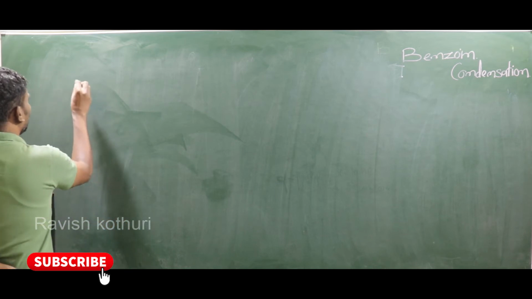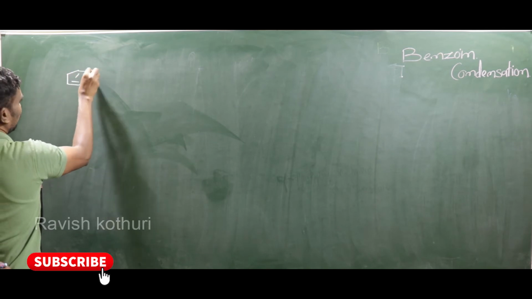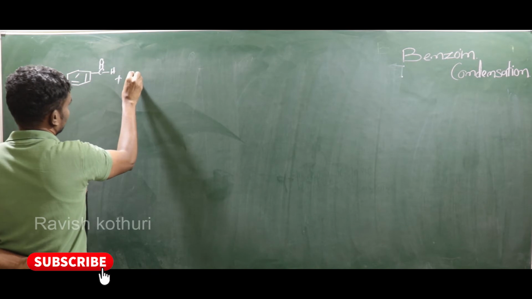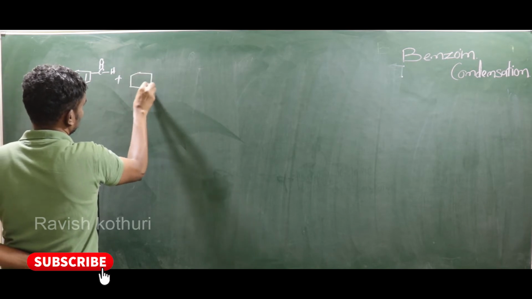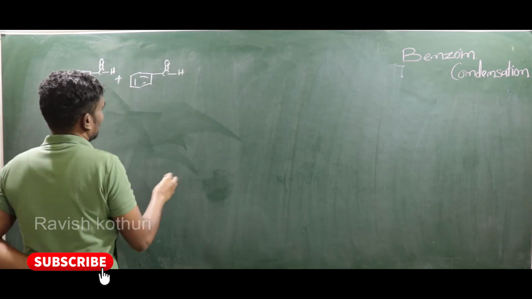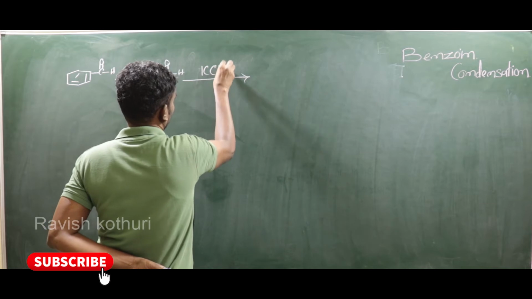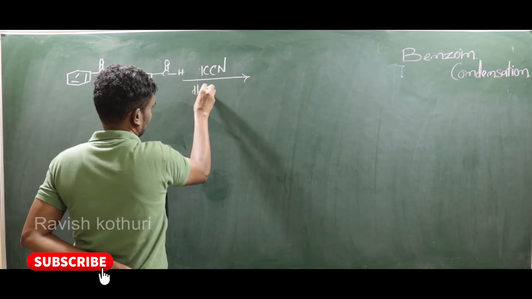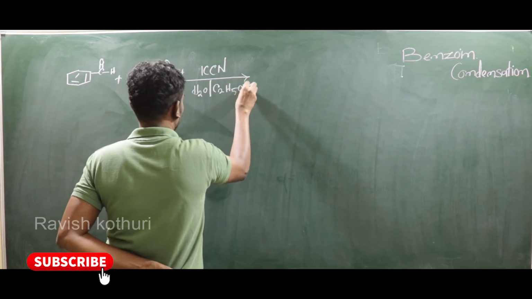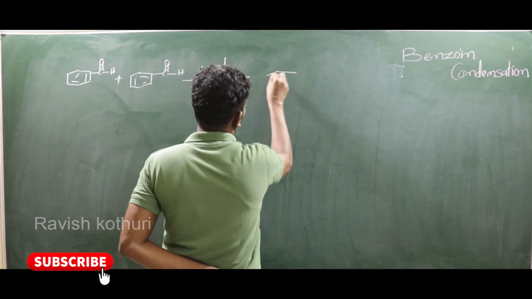2 moles of benzaldehyde. This is 1 mole. This is another mole. In presence of KCN, H2O, alcohol, to form benzoin.